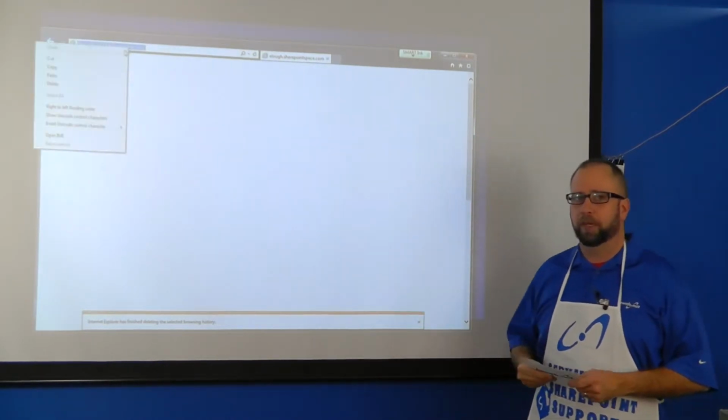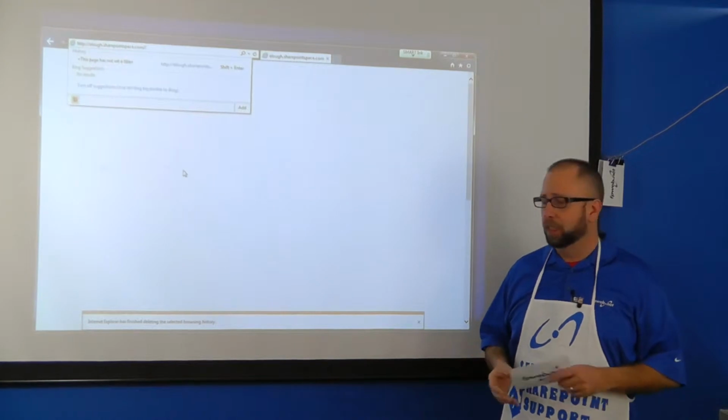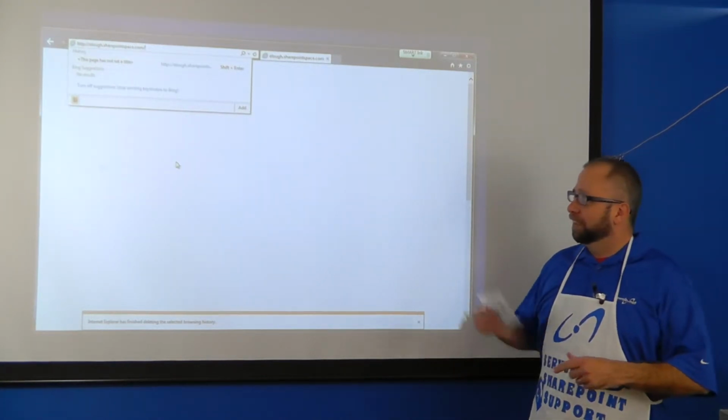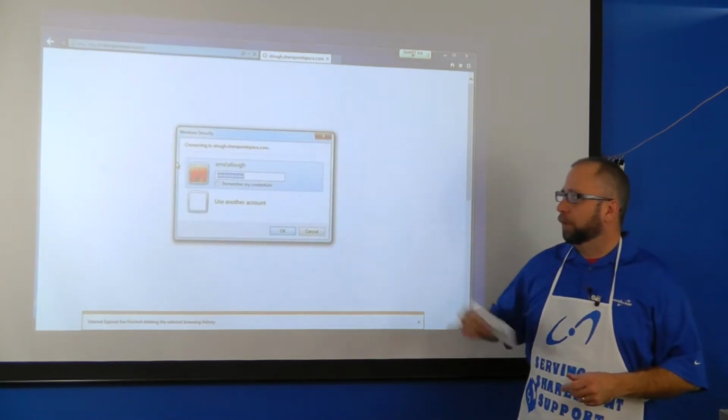That doesn't mean SharePoint went away. It means you don't have the right credentials. Could be your username, could be your domain, or it could be your password. Let's go back in and see what happens if I do it right.